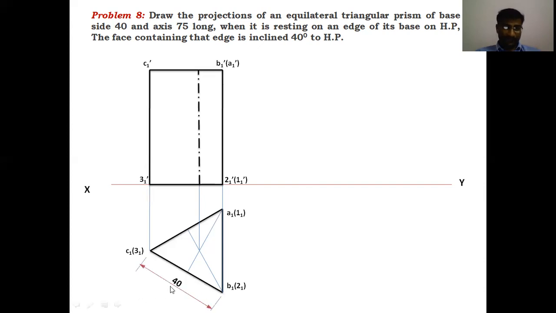Give the dimensions: the triangular base is 40 given, and the height of the axis length is 75. Okay, axis length is 75. This is the front view diagram. This is the top view diagram. These two views will be obtained like this when the axis is perpendicular to HP. When the axis is perpendicular to HP, these two views are possible.